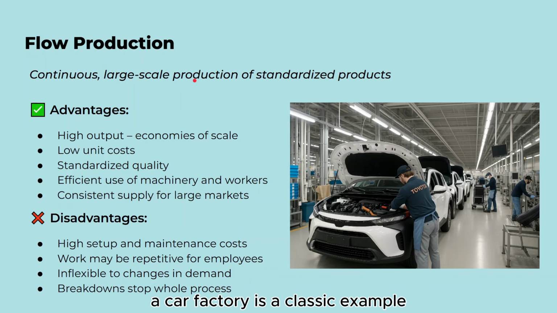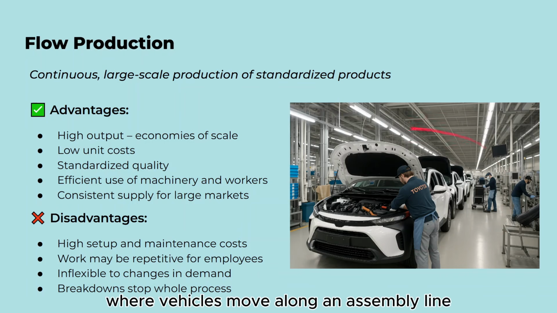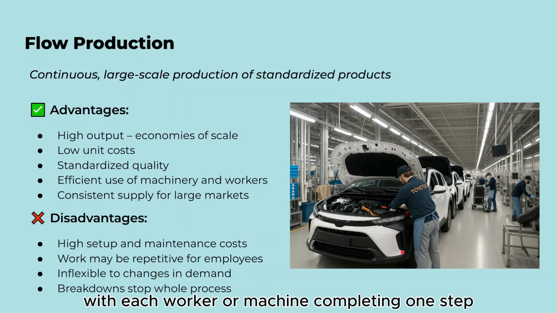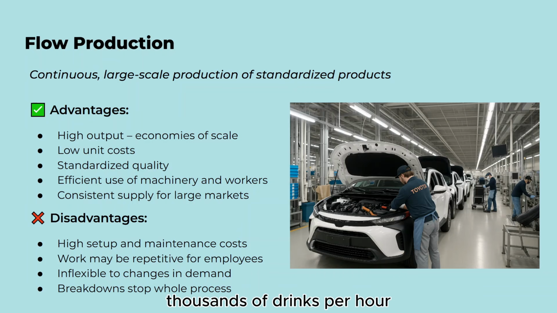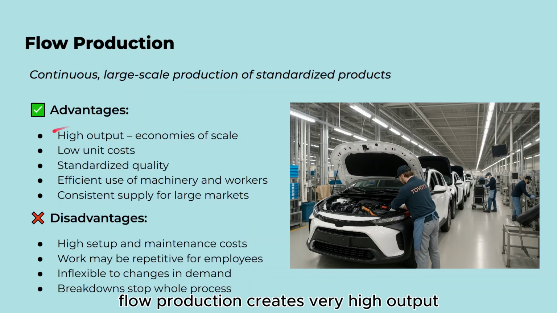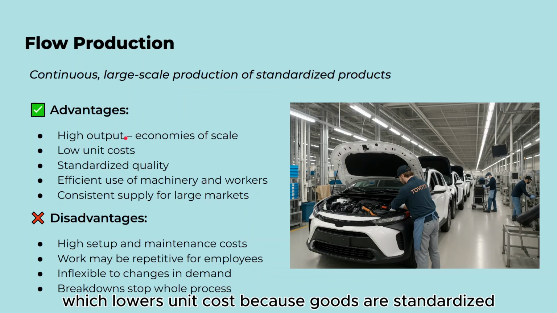A car factory is a classic example, where vehicles move along an assembly line with each worker or machine completing one step. Soft drink factories also use flow production to bottle thousands of drinks per hour. The advantages are significant. Flow production creates very high output, allowing economies of scale, which lowers unit costs.